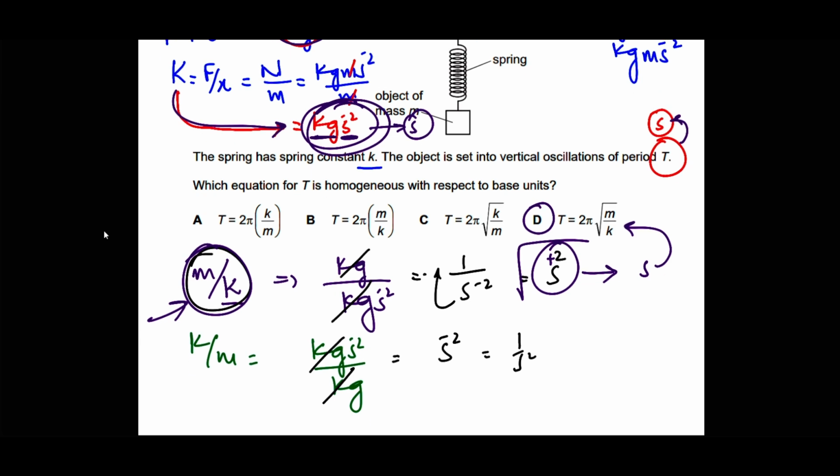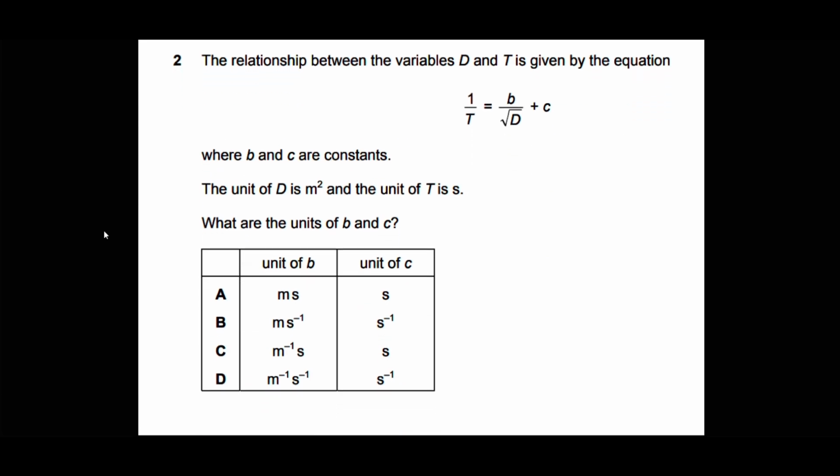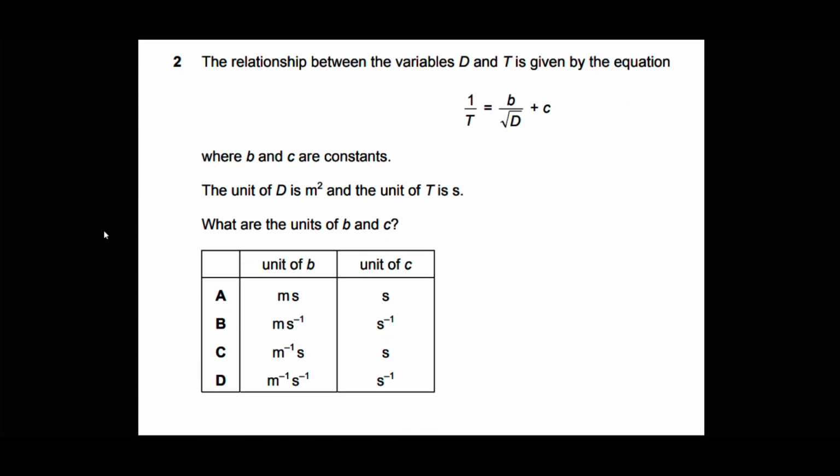You may have a shortcut method to this. You may be able to solve this by ratio method. It's up to you. That is fine. I'm just here to explain what the concept of homogeneity expects from you, what it hopes to teach you. The next question is again fairly simple, but let's try to look at it.